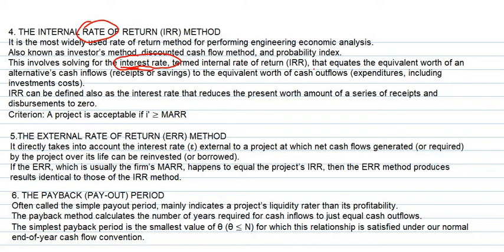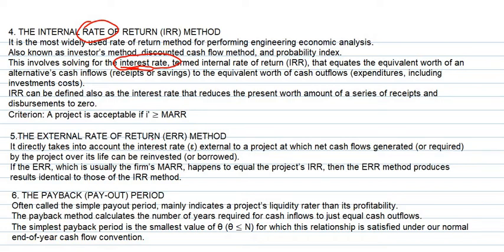The term internal rate of return equates the equivalent worth of an alternative's cash inflow to the equivalent worth of cash outflow. So again, we will group our cash into outflows and inflows. But this time this is in terms of rate or interest rate. If you have noticed, in methods 1, 2, 3, that is in terms of the annual, present, and future worth. This time it is in terms of rate of return or the interest rate. This is internal.